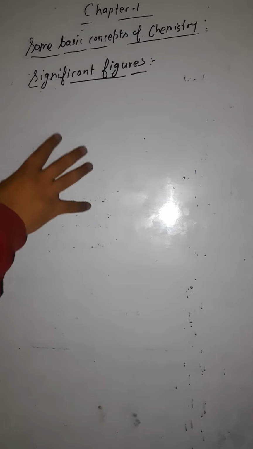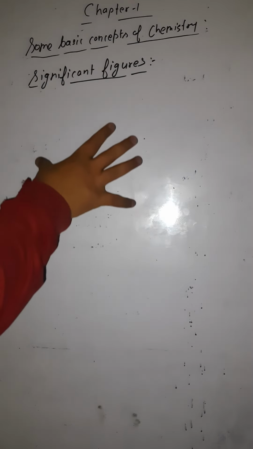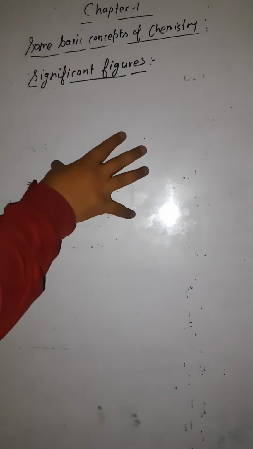Now the next thing that we are going to study here is significant figures. So what are significant figures? Significant figures are the meaningful digits with certainty plus uncertain digits. Okay, means certain digits and uncertain digits. We count these as the significant figures. Okay, so let's write it here. Significant figures are the meaningful digits.